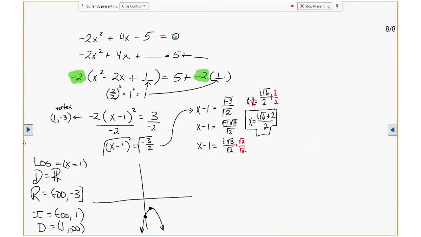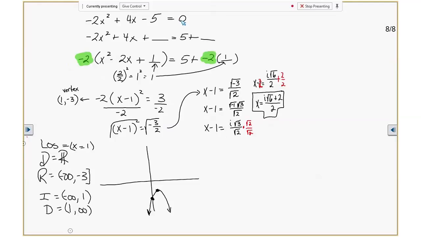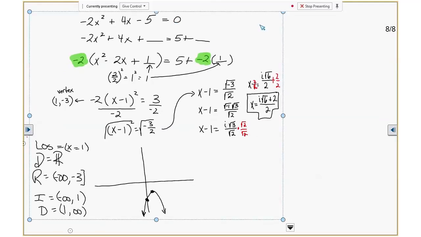Just curious, those of you that had 102, did y'all go over completing the square at all? You did? Some of you? Yeah, y'all had a bad experience. Yeah, you're doing pretty good.